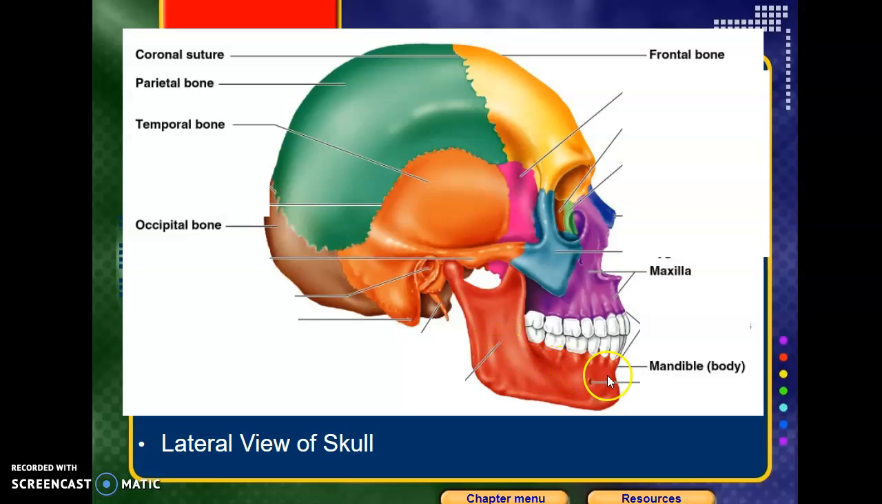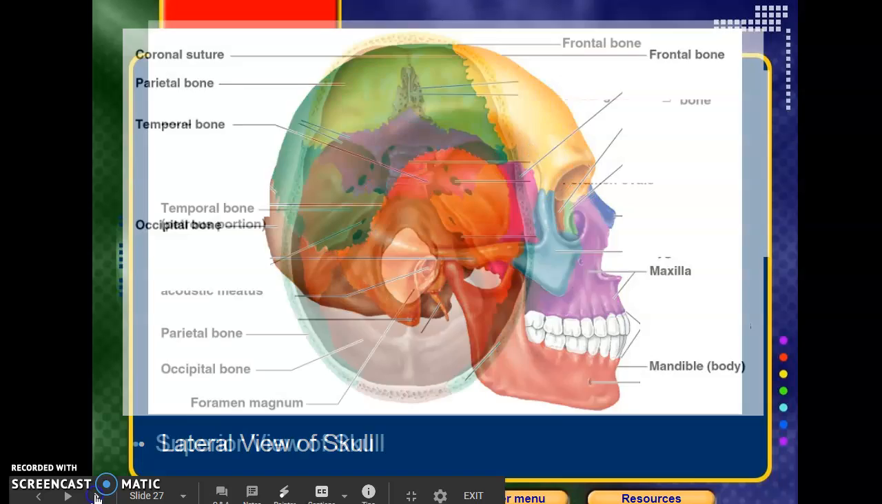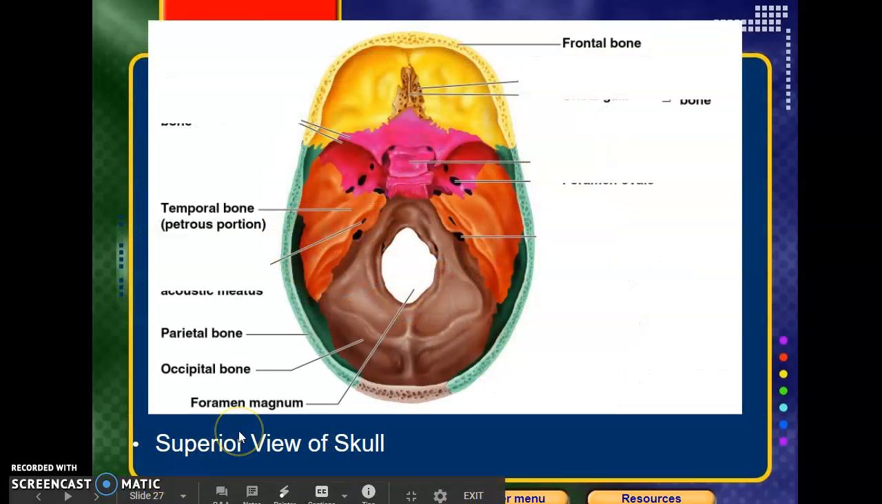Here's your mandible, the lower jaw. In purple is the maxilla, that's your upper jaw, the upper teeth in there. And we'll get to the rest of them in a couple of minutes, later on. But that's a lateral view, a side view of the skull. Let's take a look at the inside of the skull.